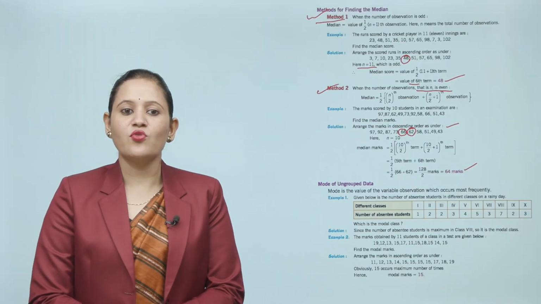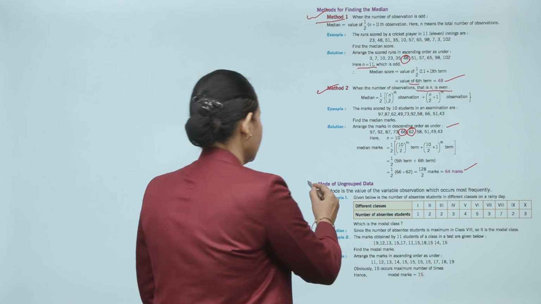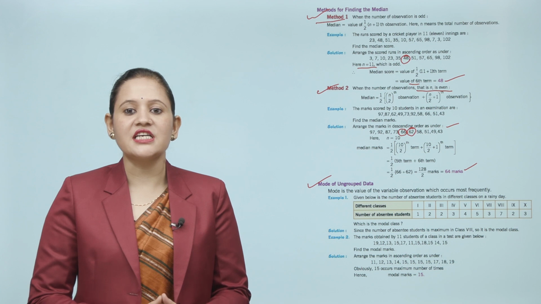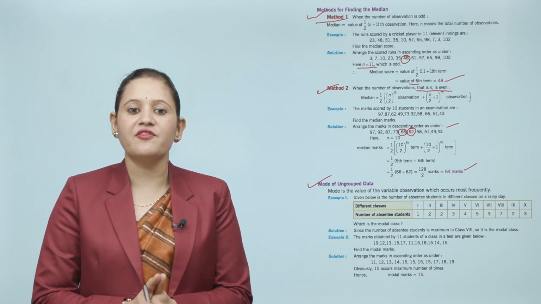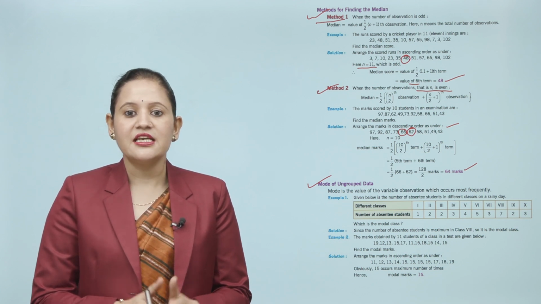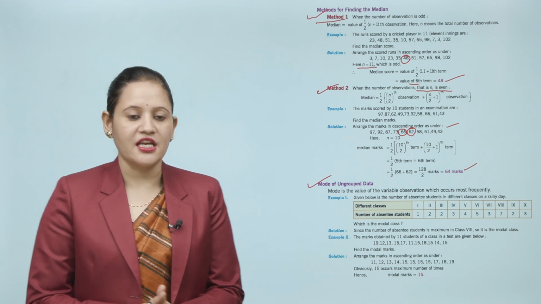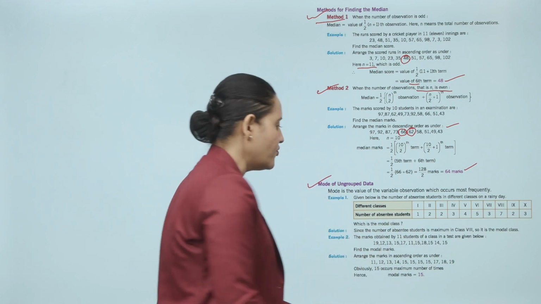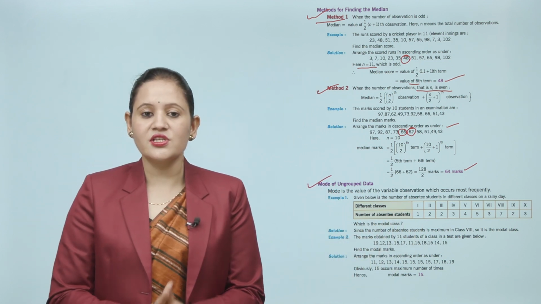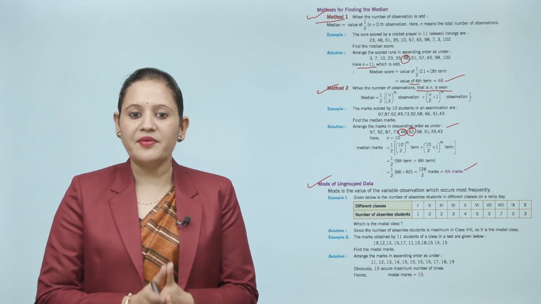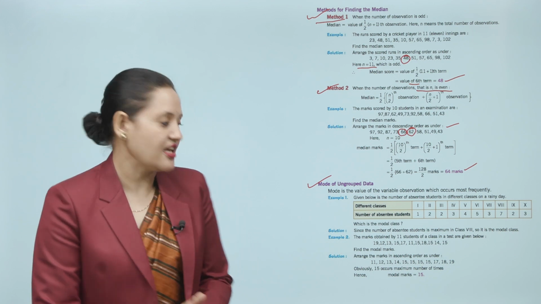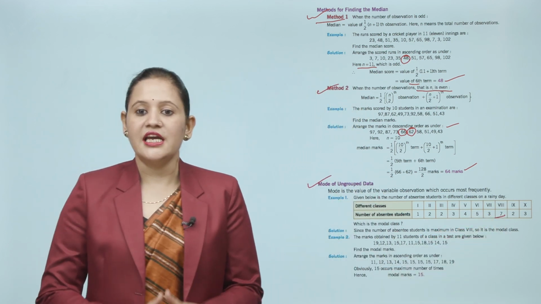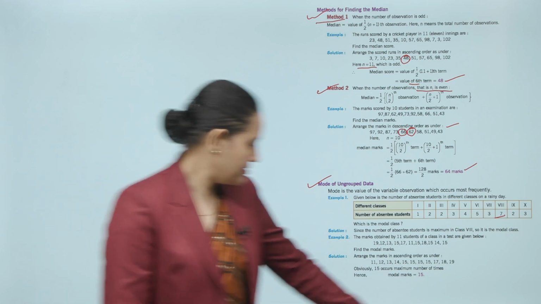Clear? Next is mode of ungrouped data. Mode is the value of the variable observation which occurs most frequently. Let's take an example: given below is the number of absentee students in different classes on a rainy day. Classes are given here and the number of absentee students. So which is the modal class? Which class will it be? Since the number of absentee students is maximum in class 7th, it is the modal class.